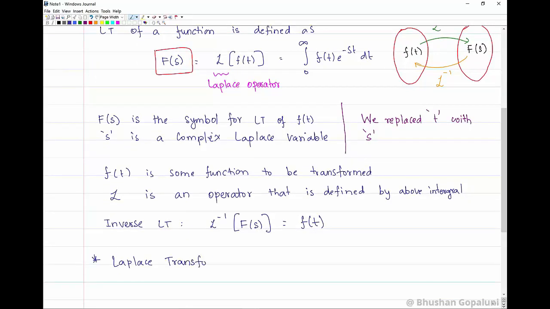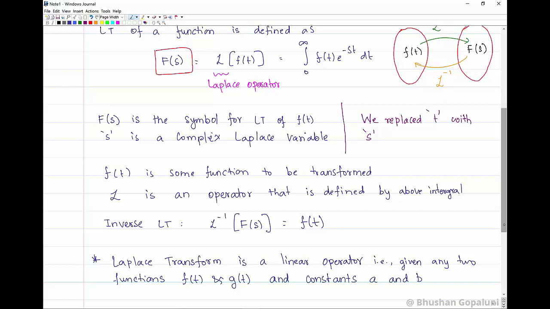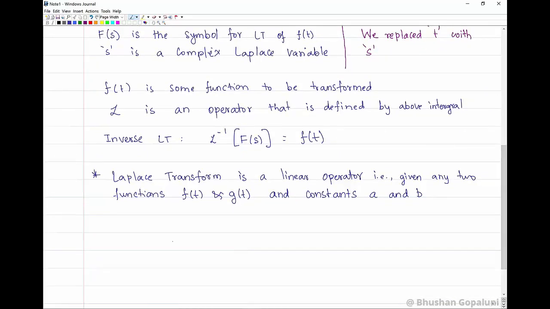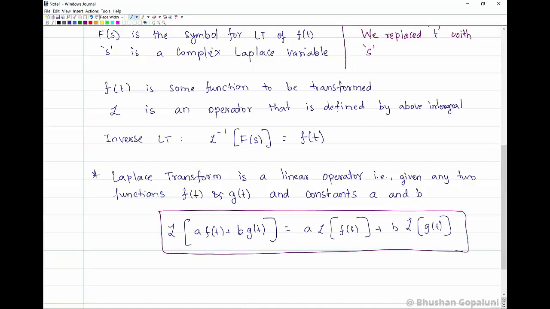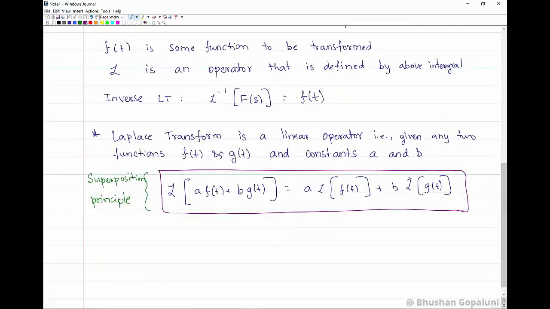It turns out that Laplace transform has some very important properties, one of which is that it is a linear operator. In other words, if you're given any two functions, f of t and g of t, and some constants a and b, Laplace transform of the linear combination of these two functions, f of t and g of t, is going to be equal to the linear combination of Laplace transforms of those two functions, respectively. This property of Laplace transforms is what is called superposition principle. We're going to be using this again and again in finding Laplace transforms of complex processes with more than one unit.